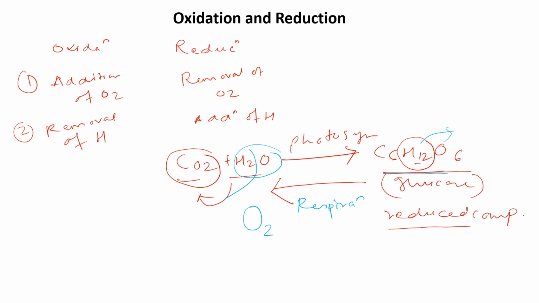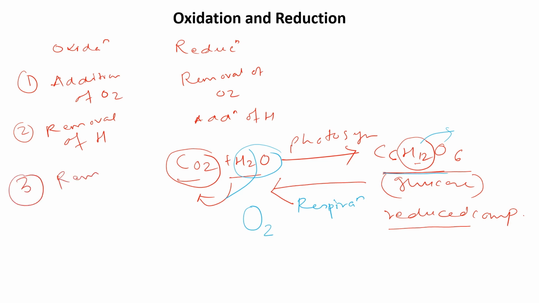Clear? In photosynthesis, carbon dioxide is reduced to form glucose, which is a reduced compound. In respiration, this reduced compound is being oxidized and forms CO2 plus H2O. So in this reaction, what is reduced? Oxygen is reduced by the addition of hydrogen to form a reduced compound H2O. Understood?